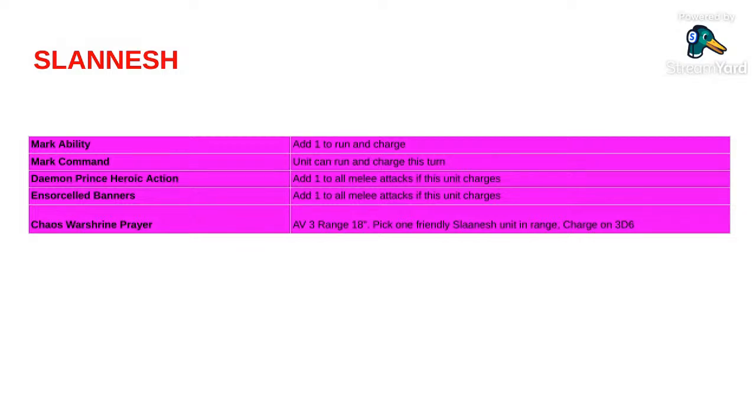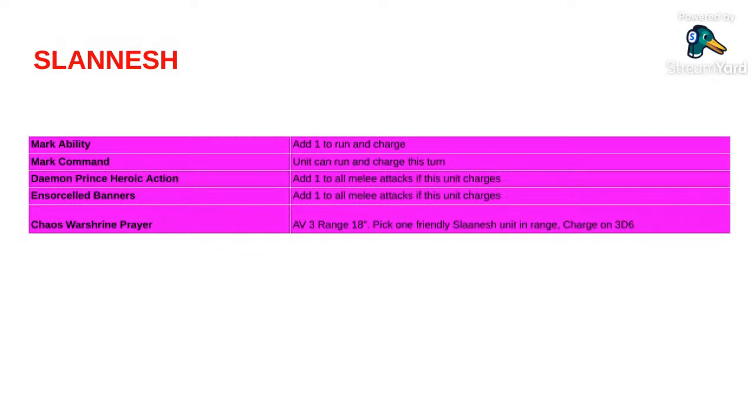Your Demon Prince's heroic action gives him +1 attack on all of his melee weapons if the unit charges this turn. Your Ensorcelled Banner does the same thing for the unit with that banner. You know, just gets extra melee attacks when they charge. And then your Chaos War Shrine Prayer, that is giving you a charge on 3d6. And again, not 3d6 drop the lowest, just 3d6. It's also increasing your charge eligibility range to 18 inches.